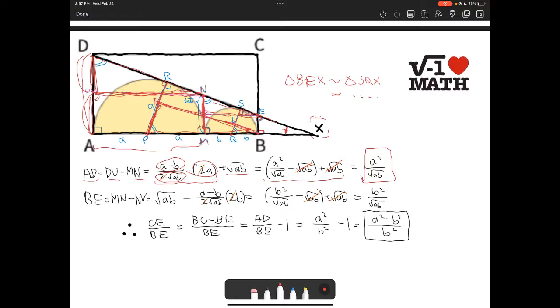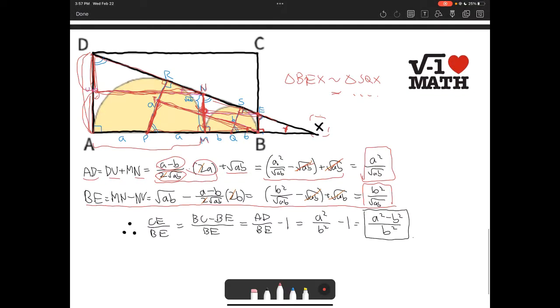Now, BE is a very similar process, and this process is quite tedious again, so I'm not going to go through everything. But you just see that, again, we're using PTB, but this time we're applying this to find BE from NVE. Oh yeah, V is here. But anyways, we get B squared over square root of AB. Therefore, we can get CE over BE, which is this here. CE is equal to BC minus BE. And we can do a bit of fraction simplification with that.